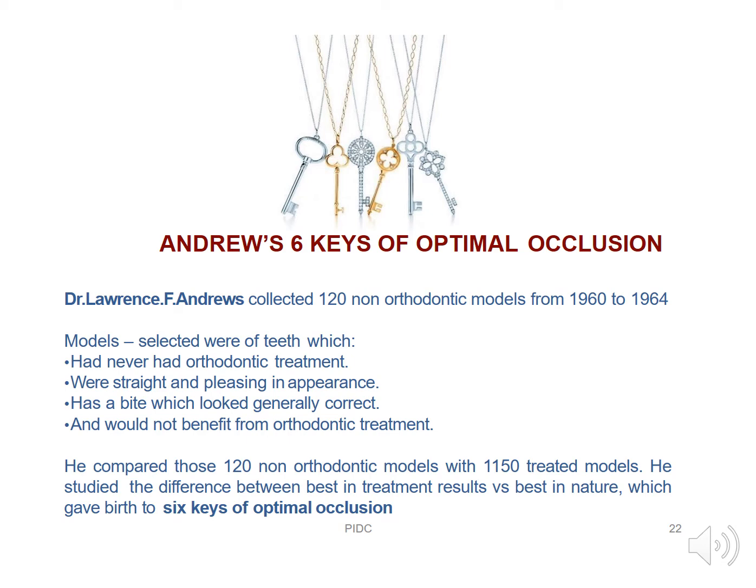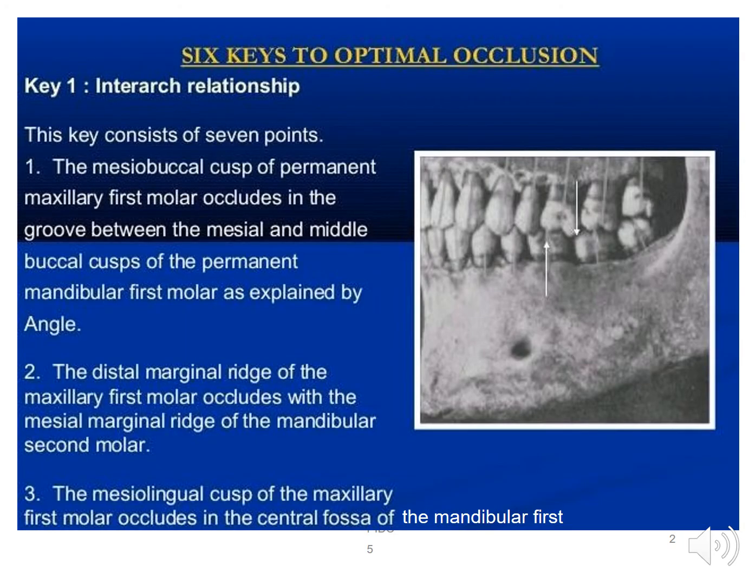He then compared those 120 non-orthodontic models with 1,150 treated models. He studied the difference between the best in treatment result versus the best in nature, which gave birth to the six keys to optimal occlusion. So now we will look one by one into the keys to optimal occlusion.